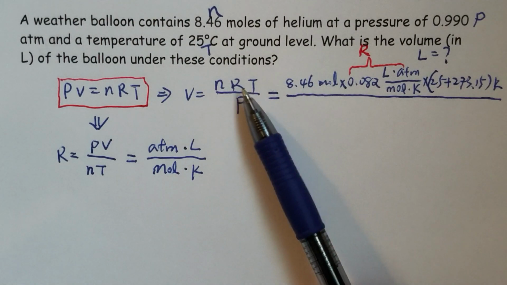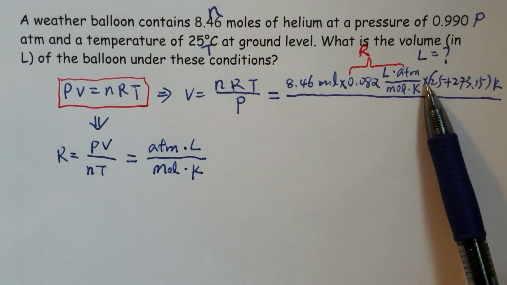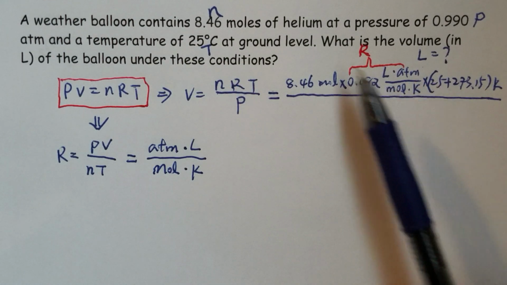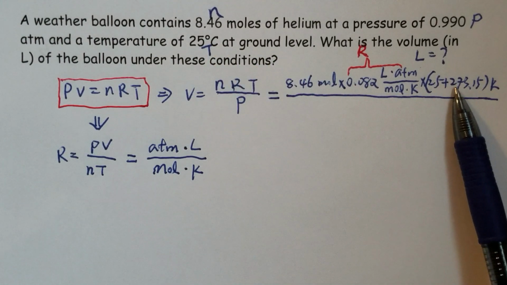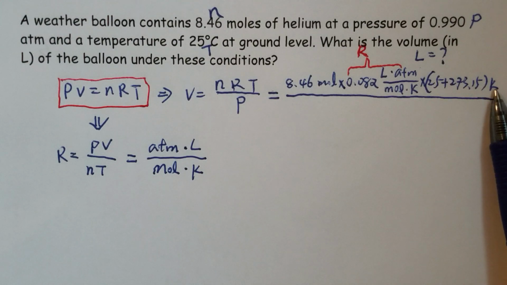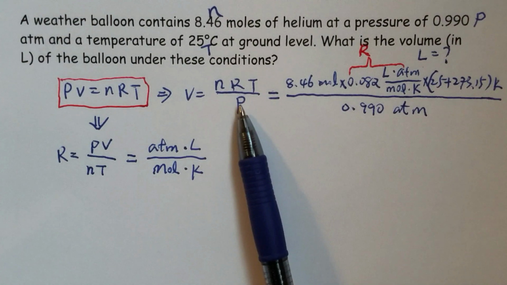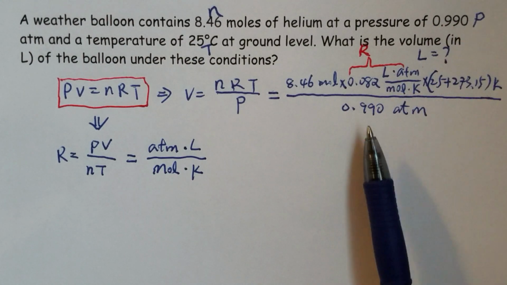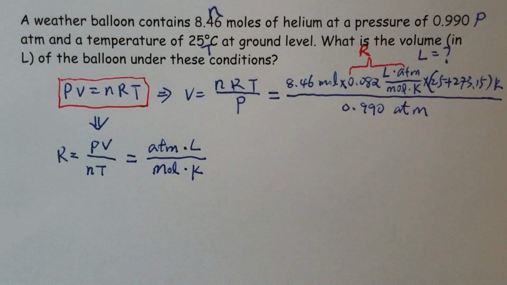Okay, so now NR, then also multiply by the temperature, 25 degrees Celsius. Again, you always convert that to Kelvin. Then divided by the pressure, which is 0.990 atmosphere.